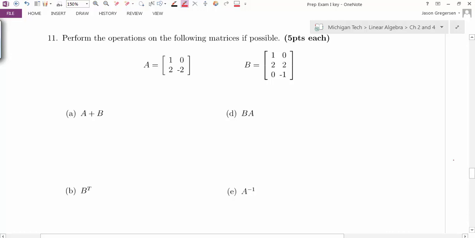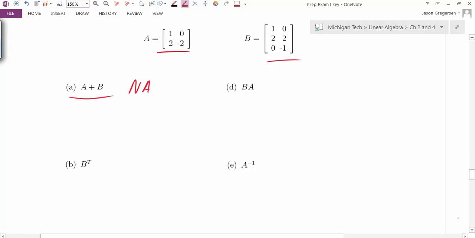All right, and the last page of the practice exam has me perform some operations given some matrices. So I have an A, I have a B, I need to perform the following operations. So one, A plus B. Well, right away, I can see that I can't take that addition of two matrices because they're not the same dimension. So this is NA, I cannot do that operation. B says find the transpose of B. So to do the transpose, I take the first column of B and make it the first row of B transpose, and the second column of B and make it the second row of B transpose. So that should be B transpose.